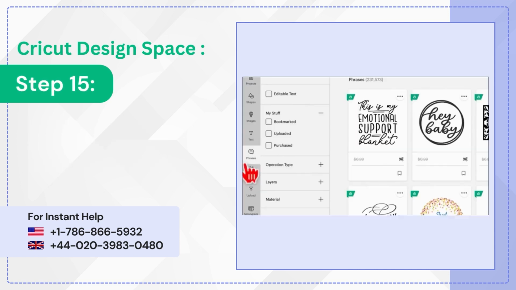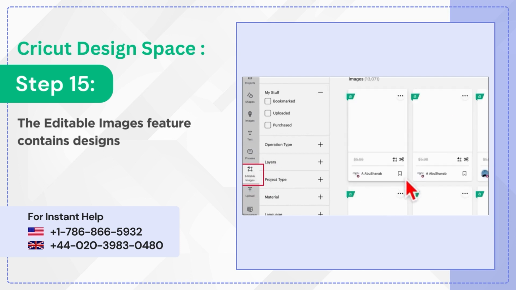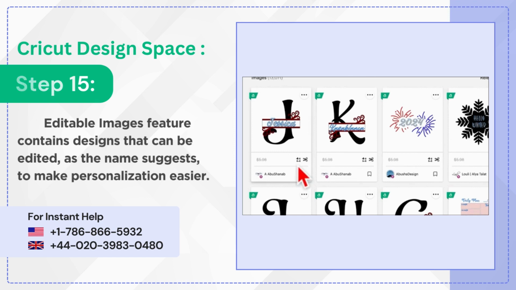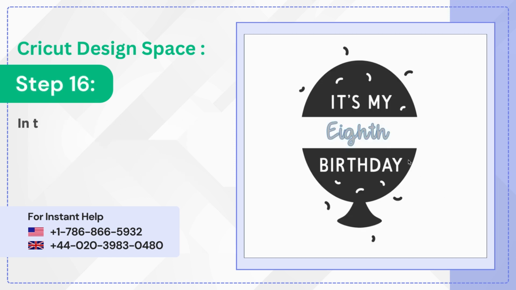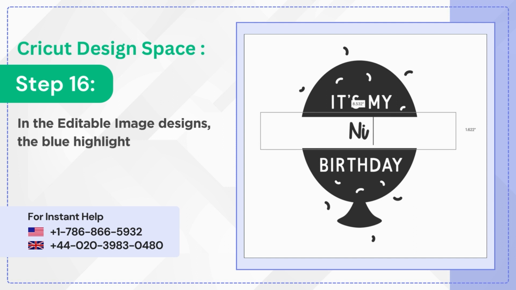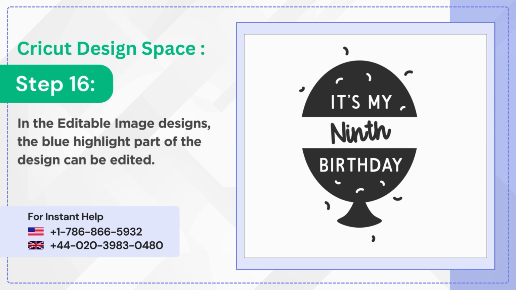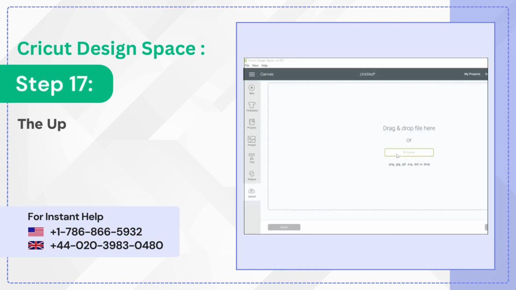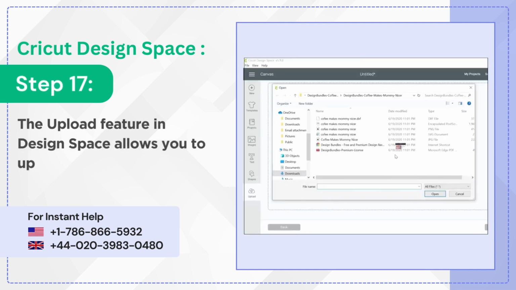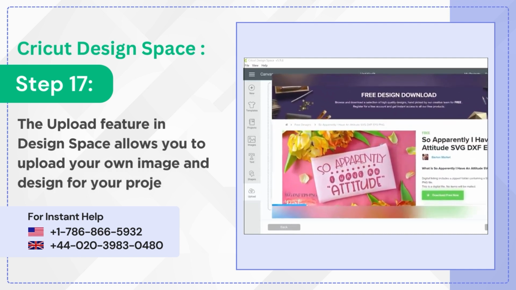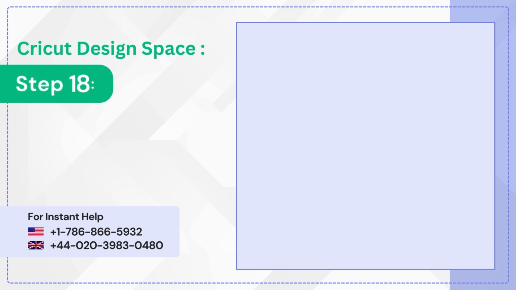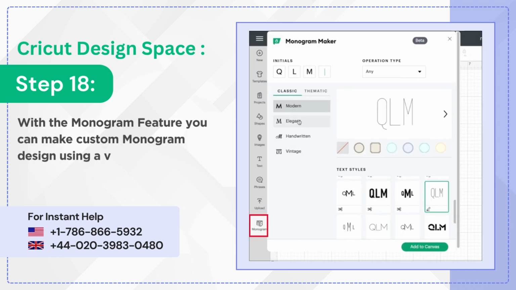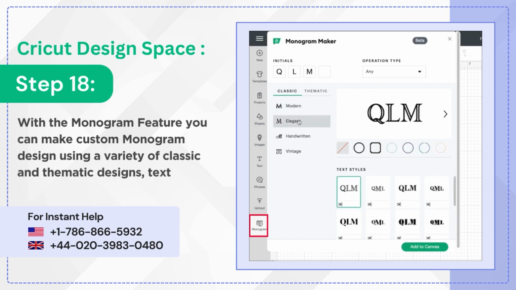Step 15. The Editable Images feature contains designs that can be edited, as the name suggests, to make personalization easier. Step 16. In the editable image designs the blue highlighted part of the design can be edited. Step 17. The Upload feature in Design Space allows you to upload your own image and design for your project. Step 18. With the Monogram feature you can make custom monogram designs using a variety of classic and thematic designs, text styles, and frames.